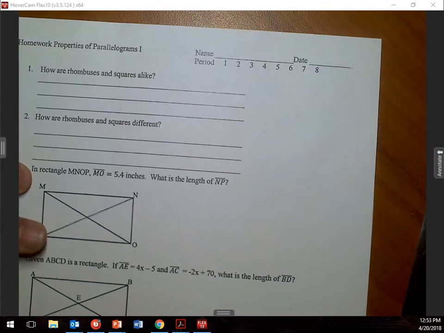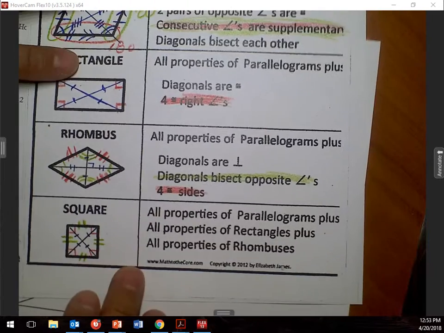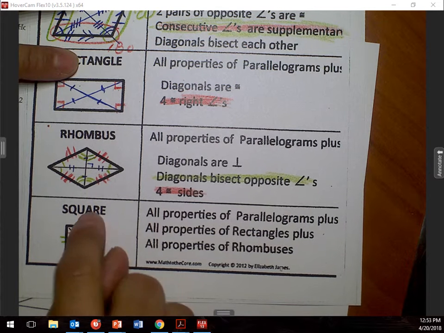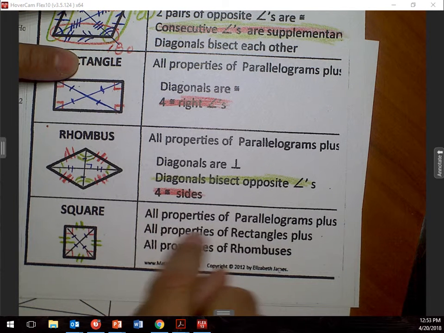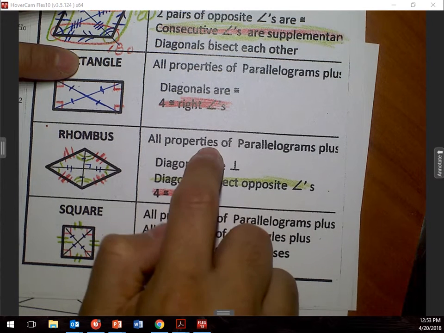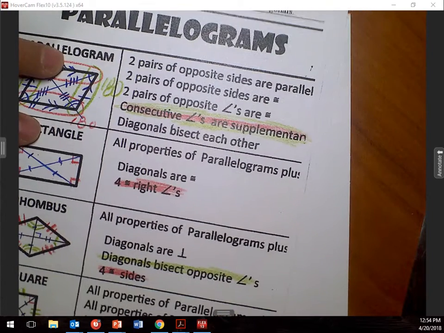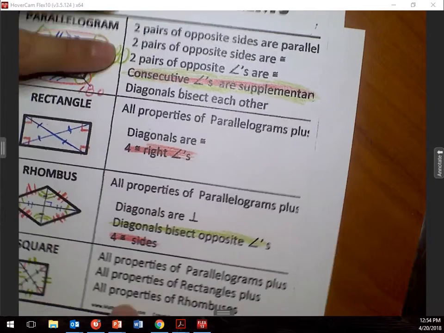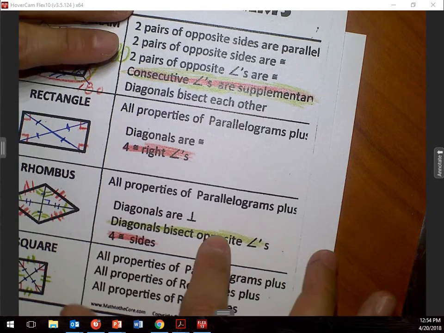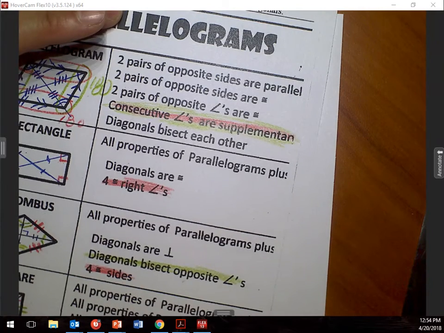All right, we're looking at the practice. How are rhombuses and squares alike? Here's a rhombus, here's a square. How are they alike? All properties of parallelograms, so all properties of rhombuses, right? So it has all these properties here, that they're the same, and all of these, right? So it has these properties here and those properties there. So you don't need to write them all, just write several of them. Like 2 or 3.